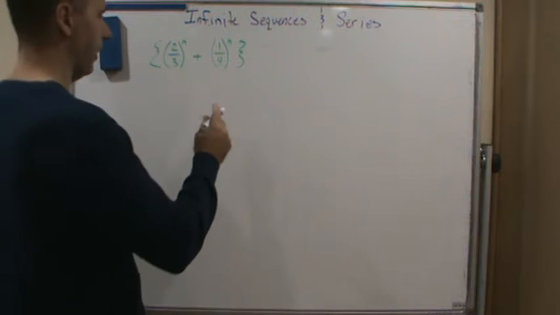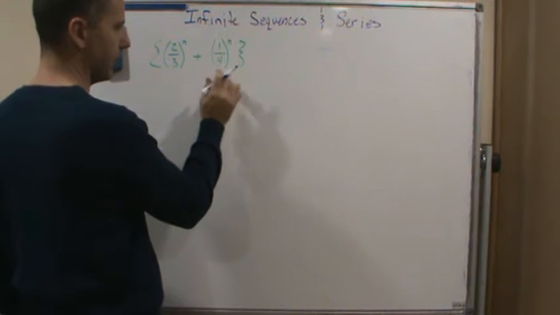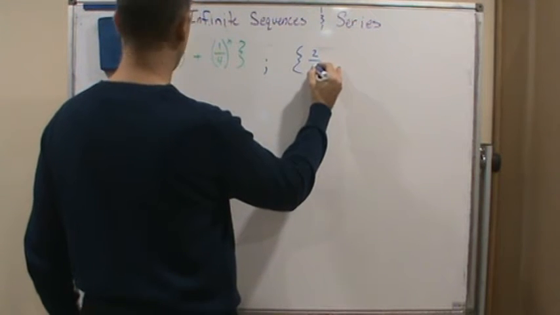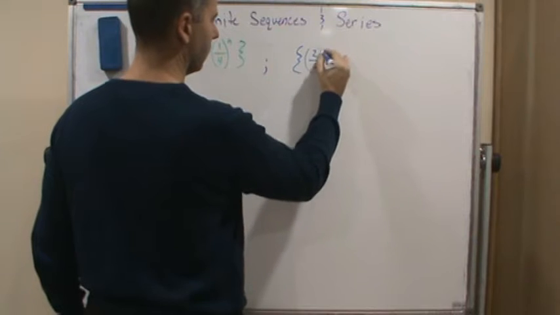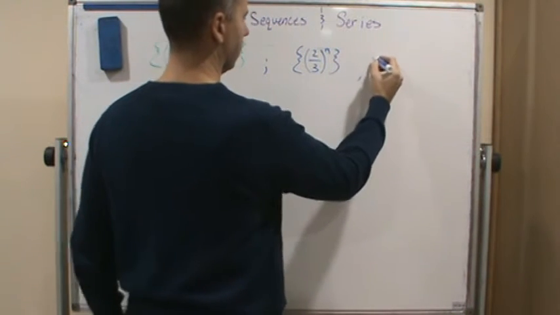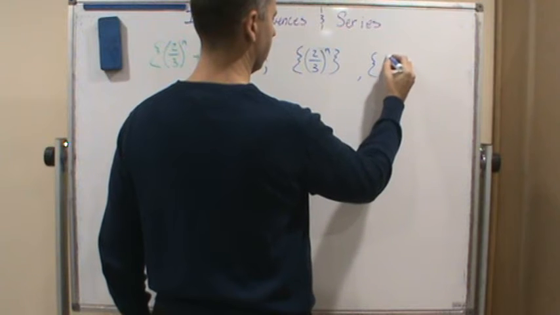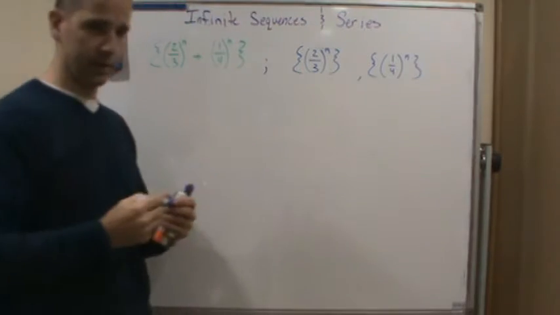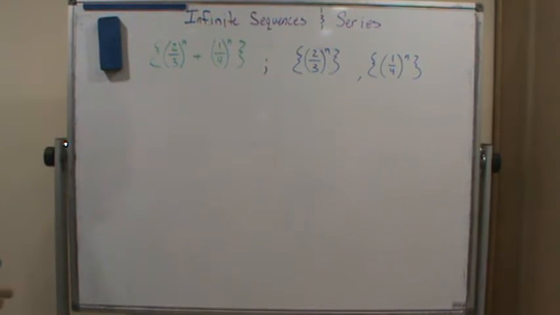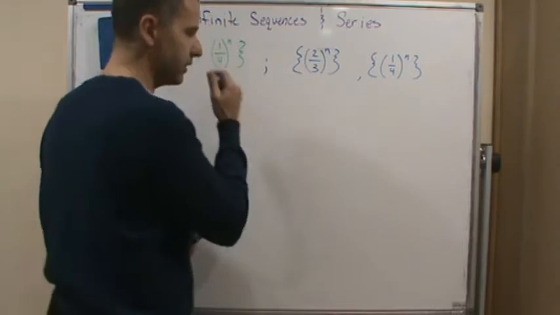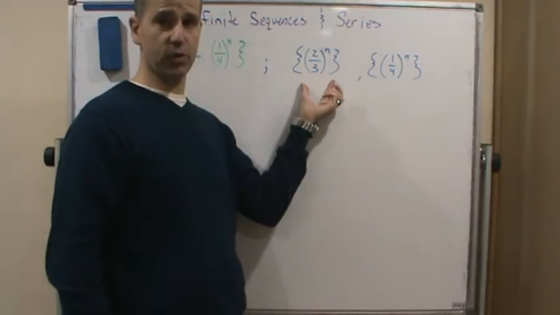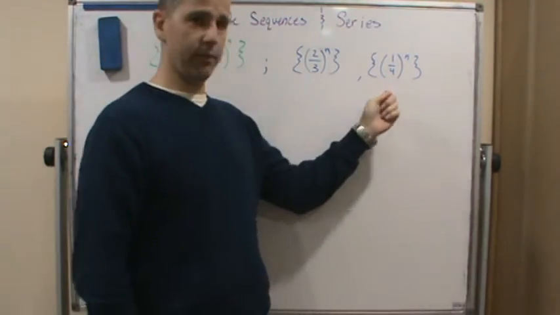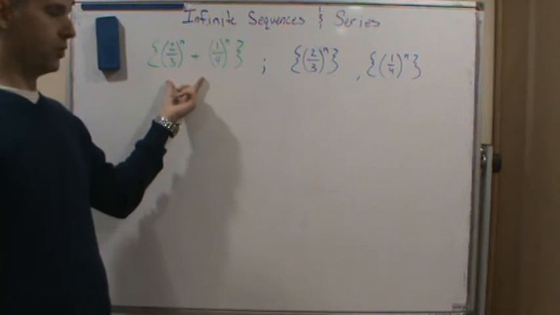actually use to find whether this converges or not by comparing it with these sequences separately. Based on our previous discussion, we can see that this sequence converges to 0, and so the sum of these two is going to converge to 0.